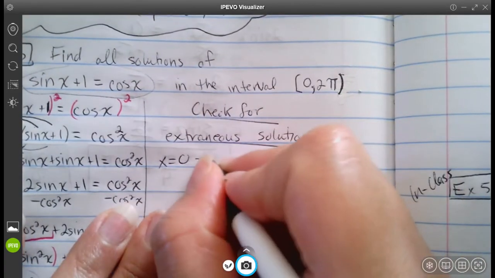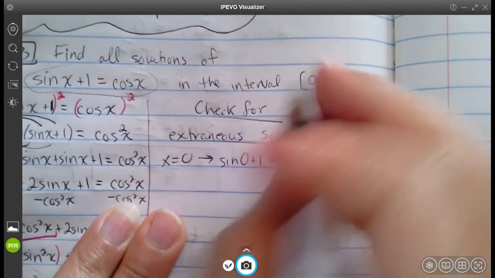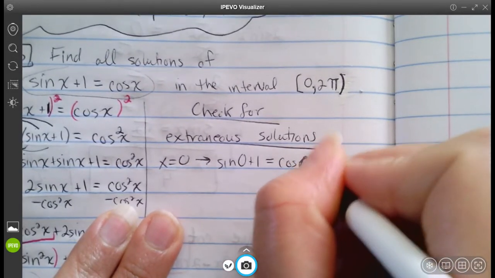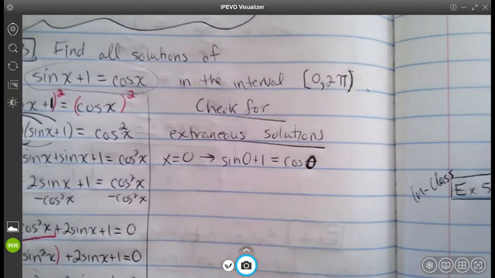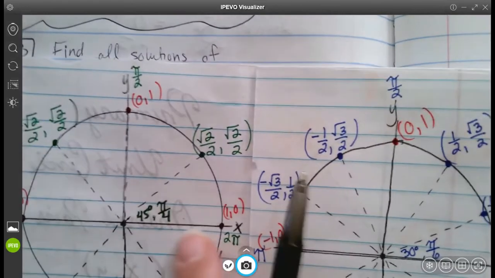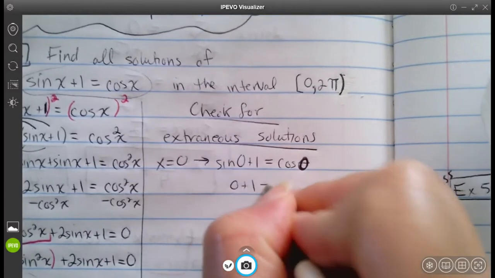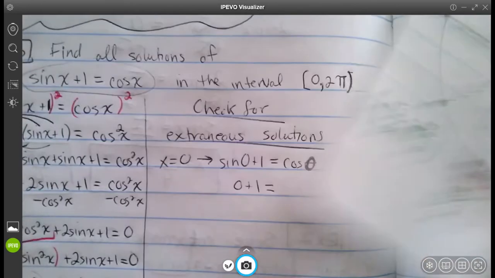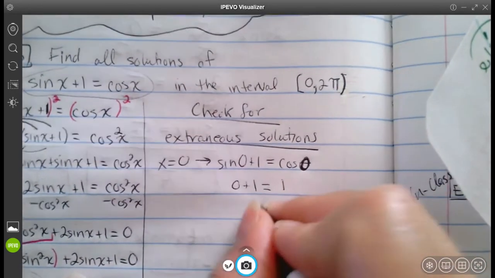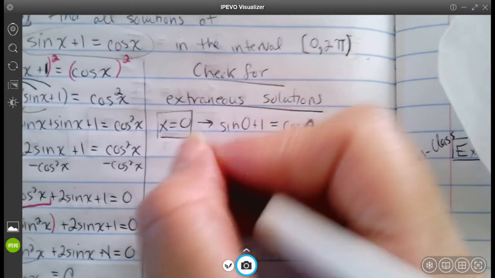So let's see. That would be sine of 0 plus 1 equals cosine of 0. I don't know why I put that; it's a 0, not a theta. So sine of 0 is, let's see, we can look at our foldable. At 0 degrees, the y value is 0. So we have 0 plus 1 equals, at 0 degrees, cosine is 1. So we have 1 equals 1. So this one is a solution, for sure. We're going to try the next one. I believe it was x equals pi.